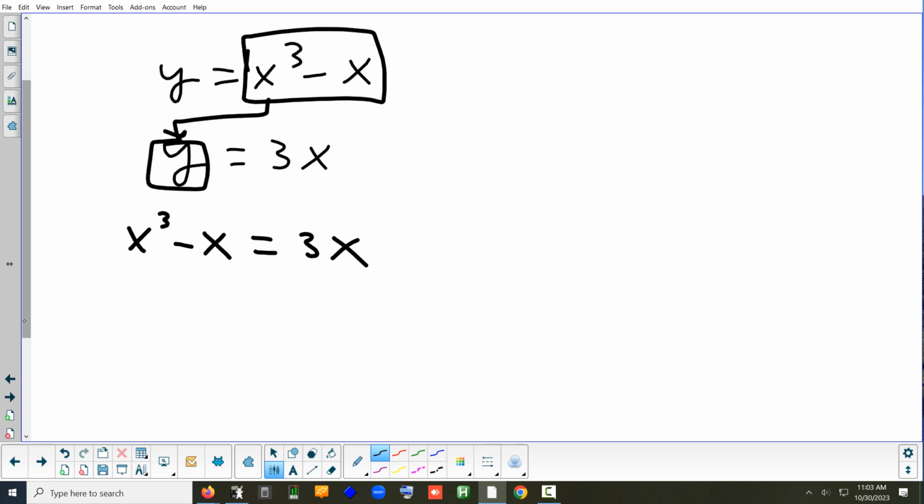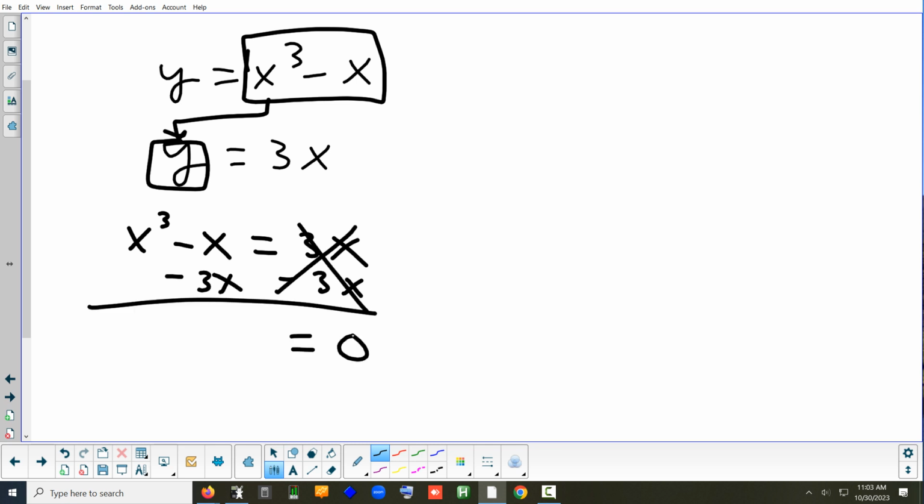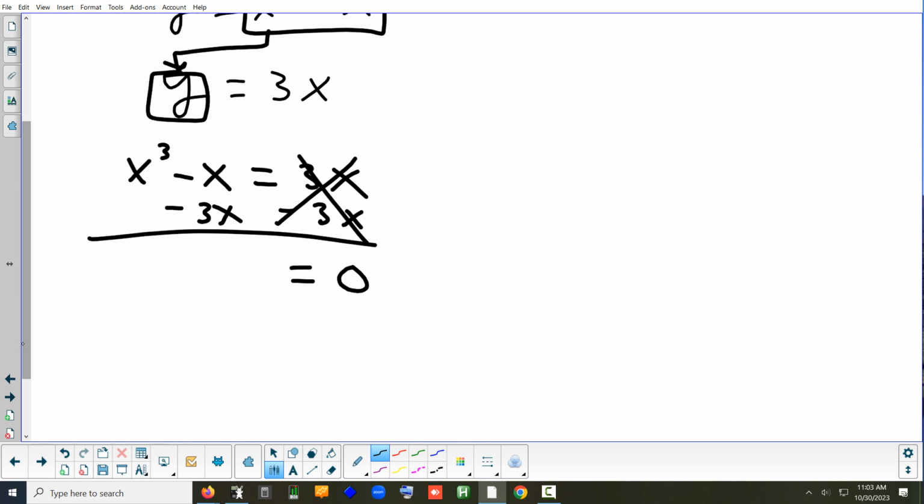Yeah? 0. Yeah, we want to get it equal to 0. So the easiest way to do that would be to move everything to the left. And how would I move the 3x to the left side? Subtraction. Yep. So subtract 3x. So that's 0. And what do I have on the left side if I do that? X cubed minus 4x.